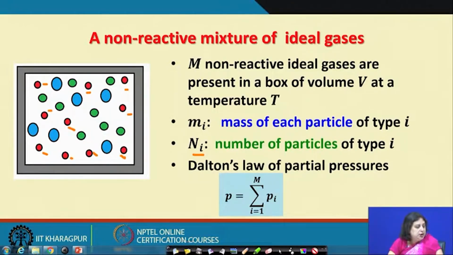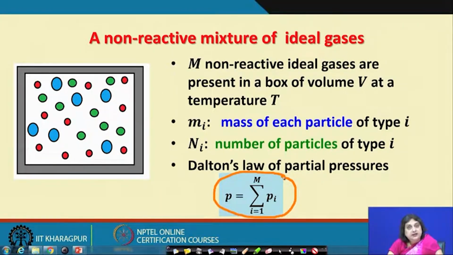Now, Dalton's law of partial pressure tells us that you can in principle measure the pressure of the gas present under this condition, and if this mixture is present at a given temperature and given total pressure, then this is going to be a sum of the individual partial pressures Pi.